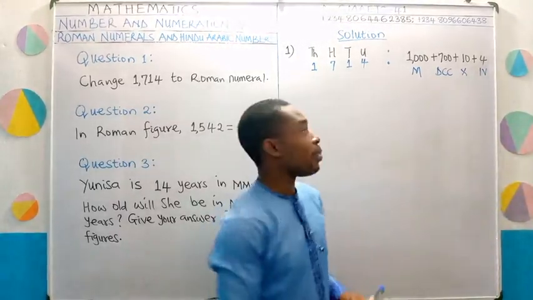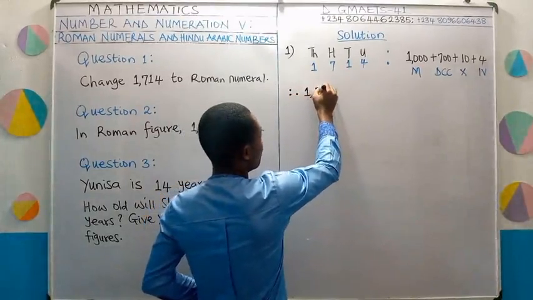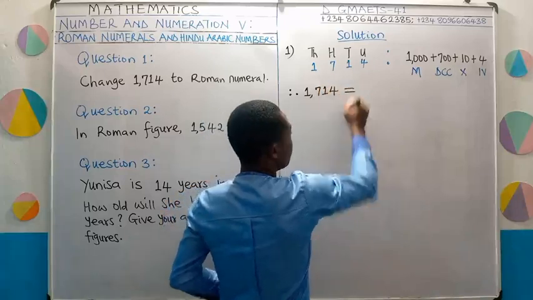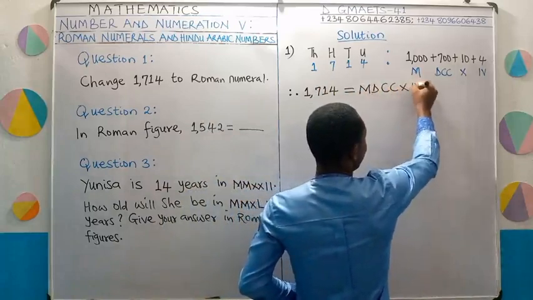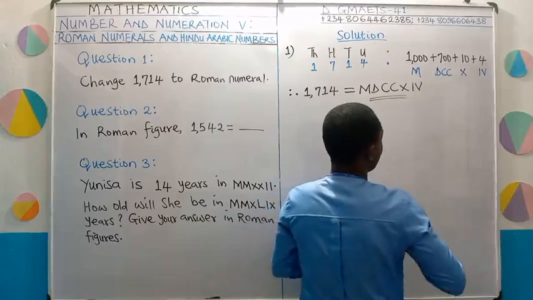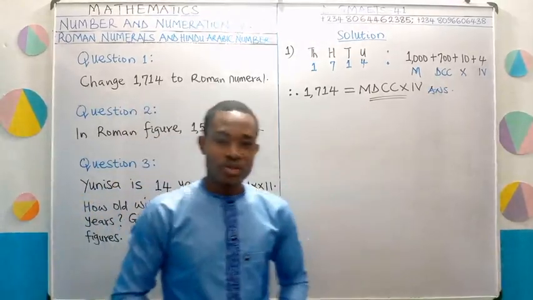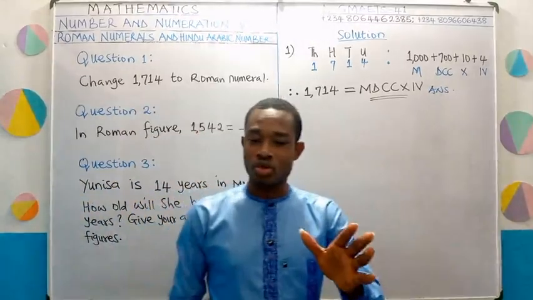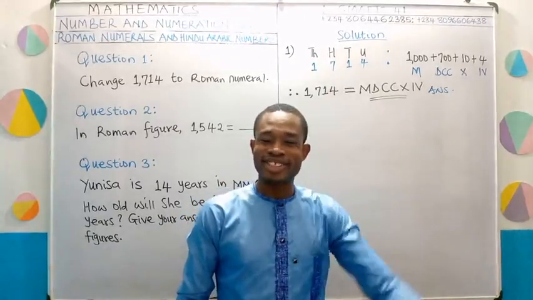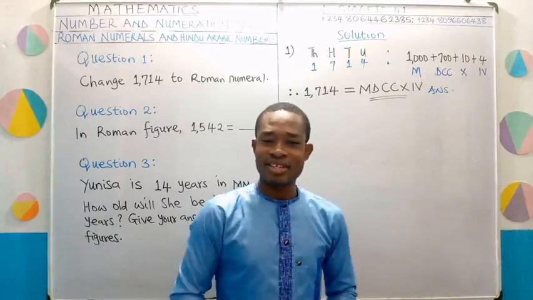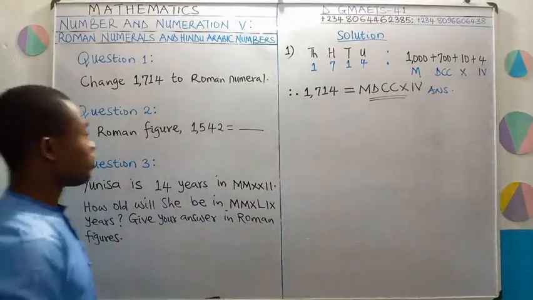What we now have to do is to combine these Roman figures. Therefore, 1714 is simply equal to MDCCXIV. And this is our answer. So we are moving on straight to the solution to question number 2. But look at what I did here. It's simple, just the knowledge of place values and standard values. From there, I get their Roman figures and combine. Alright, so let's move on to question 2.